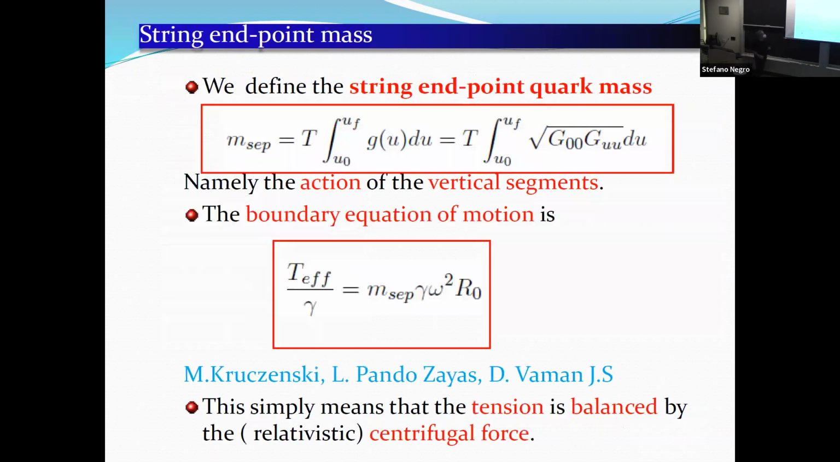So this is a new, different type of quark mass. It's not a QCD quark mass. It's not a constituent quark mass, but rather a string endpoint quark mass. And it is defined by the action along these vertical segments. The longer the string is, the better this approximation is. And it turns out that if you plug in the boundary conditions of these strings, they take the form of a balance between the tension and the centrifugal force. Is it clear, or are there questions?